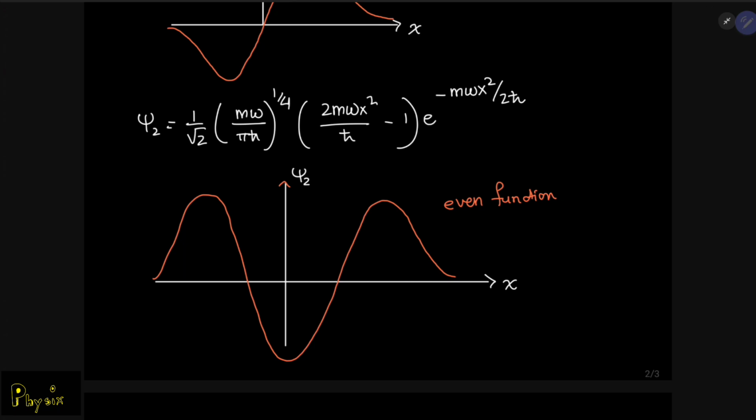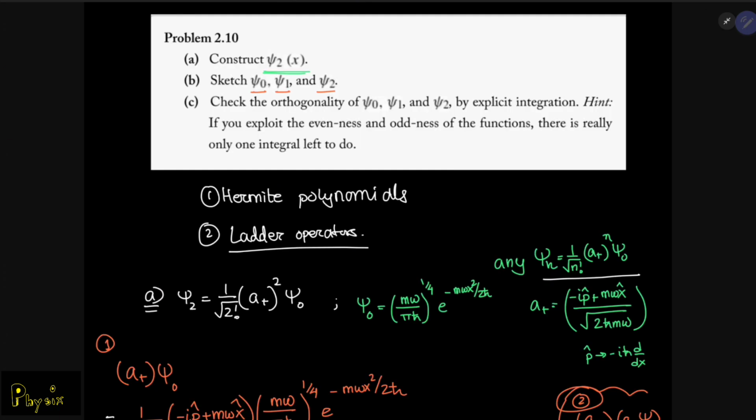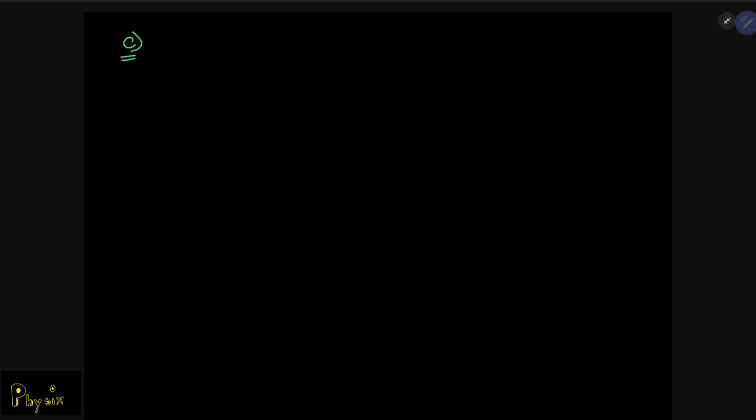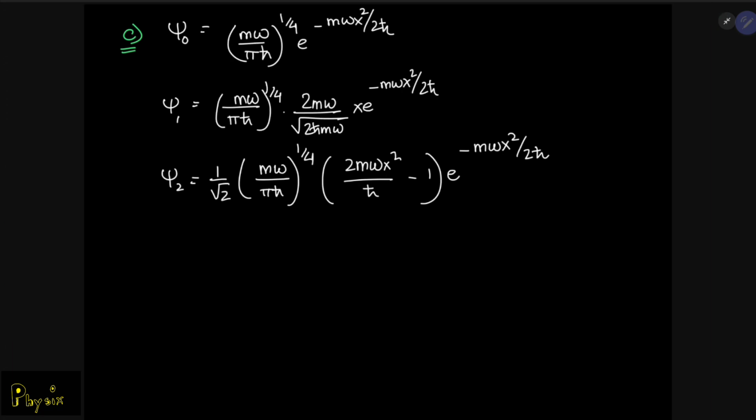All right, let's look at question C. Question C tells you to check the orthogonality of the wave functions by explicit integration. For the hint, it says if you exploit the evenness and oddness of the functions, there's really only one integral left to do. Okay, let's test it out. So for C, let's first explicitly write down the wave functions ψ₀, ψ₁, and ψ₂. For part B we already have them, so I'm just going to copy paste them.